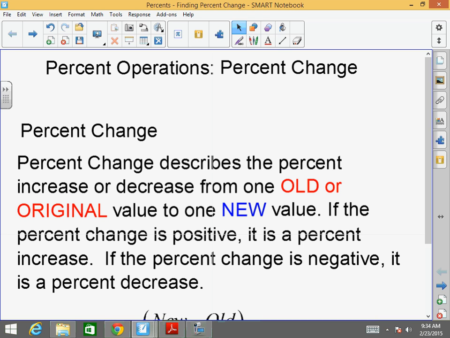And again, it describes the percent change from one old or original number or value to one new number or value. And again, if the percent change is positive, you have a percent increase. If the percent change is negative, you have a percent decrease. Okay?